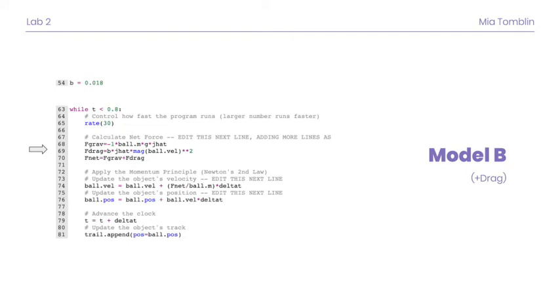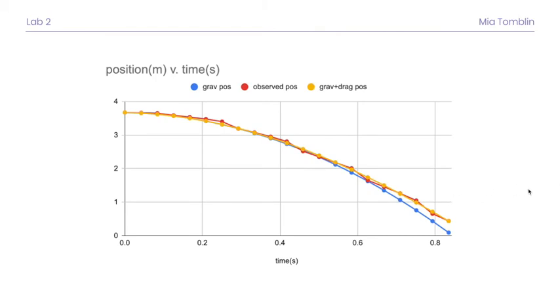For this model, I included the drag force in the net force, and for the drag formula, I made the magnitude proportional to the square of the object's speed as instructed. For the drag constant, I experimented with different values to get a more accurate prediction. So these are all of the models graphed together. As you can see, the new model including the drag force is in yellow, and it follows the observed position much more closely throughout the entire time frame.